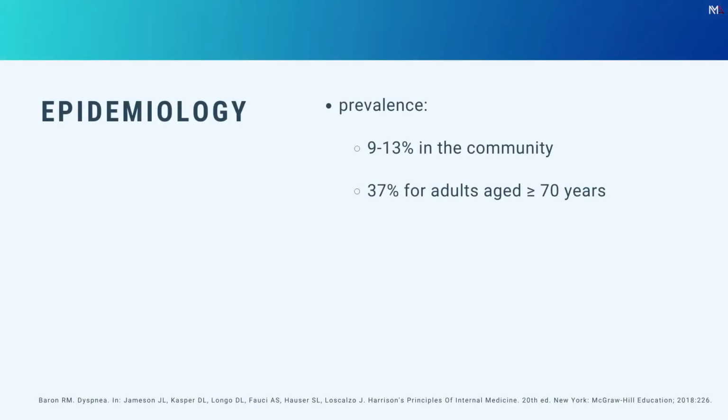The prevalence of dyspnea is 9 to 13% in the community and increases up to 37% for adults aged 70 years or more. It is a frequent cause for emergency room visits, which accounts for 3 to 4 million visits per year.